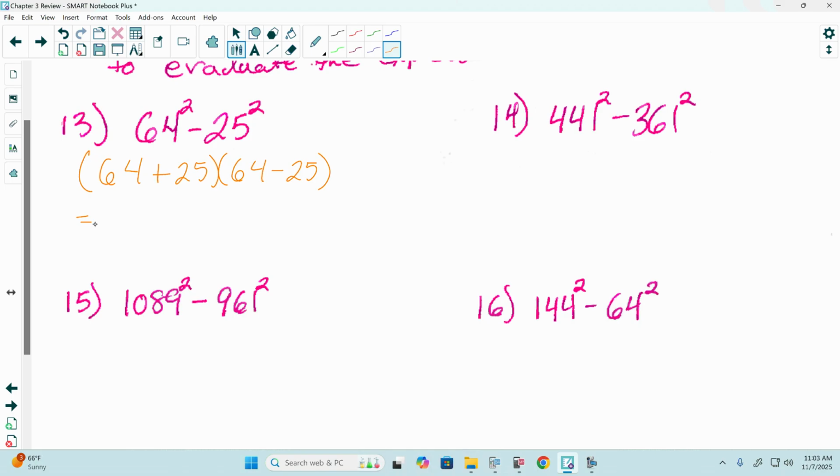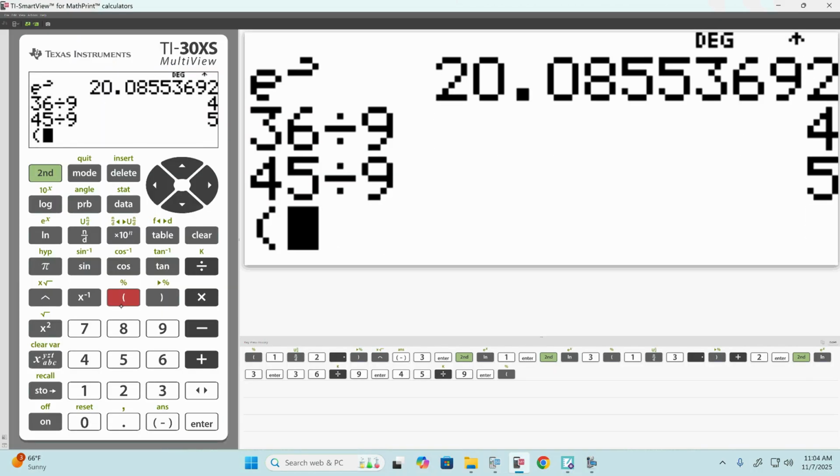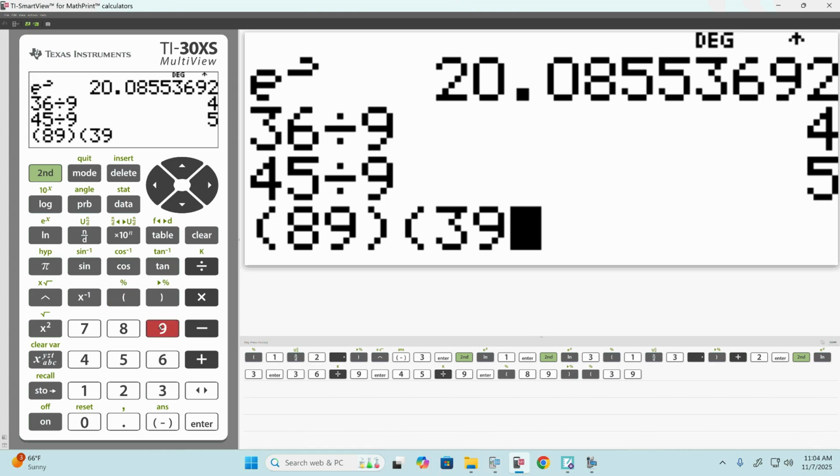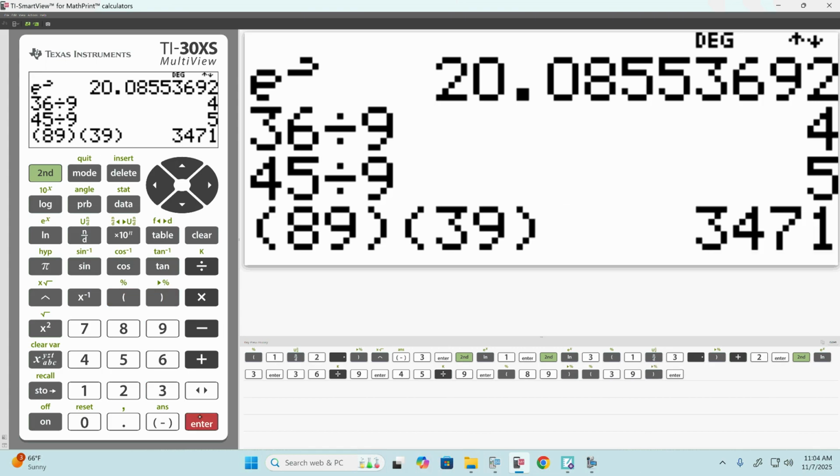And most likely y'all's first thing to do is to grab the calculator and type in 64 plus 25, which is going to give us 89. 64 minus 25 is 39. If you didn't grab the calculator at this point, you would have definitely grabbed it now and said 89 times 39 is 3,471.